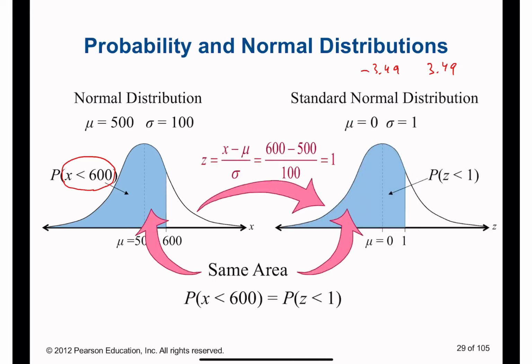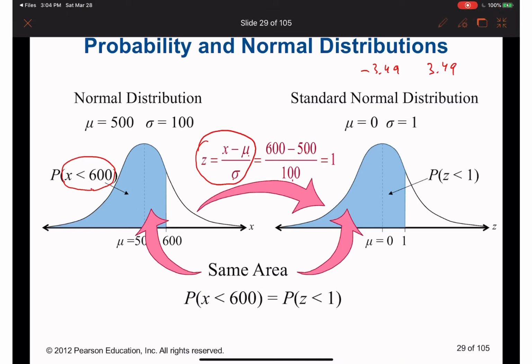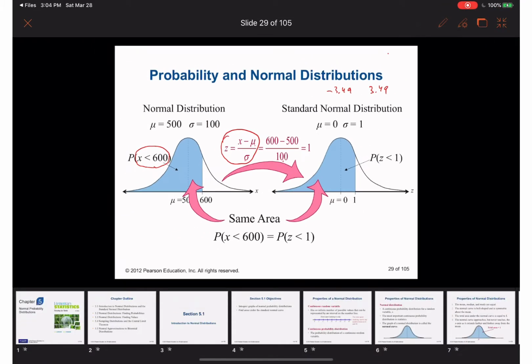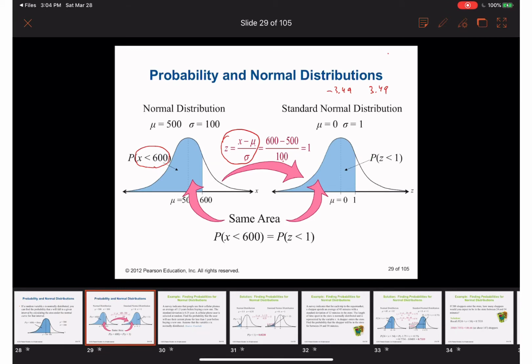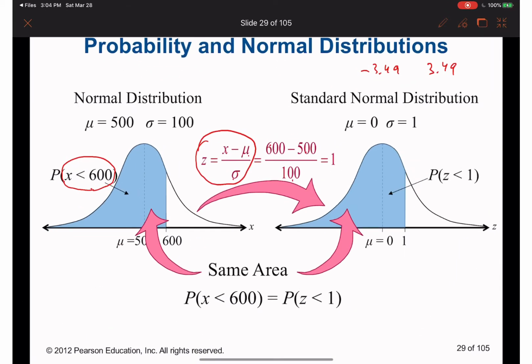The formula for z-score is z equals x minus mu over sigma. X is our value, mu is the average, and sigma is the standard deviation. In this case, we plug in all our values: 600 minus 500 over 100. Yeah, 600 minus 500 divided by 100, and that equals 1.